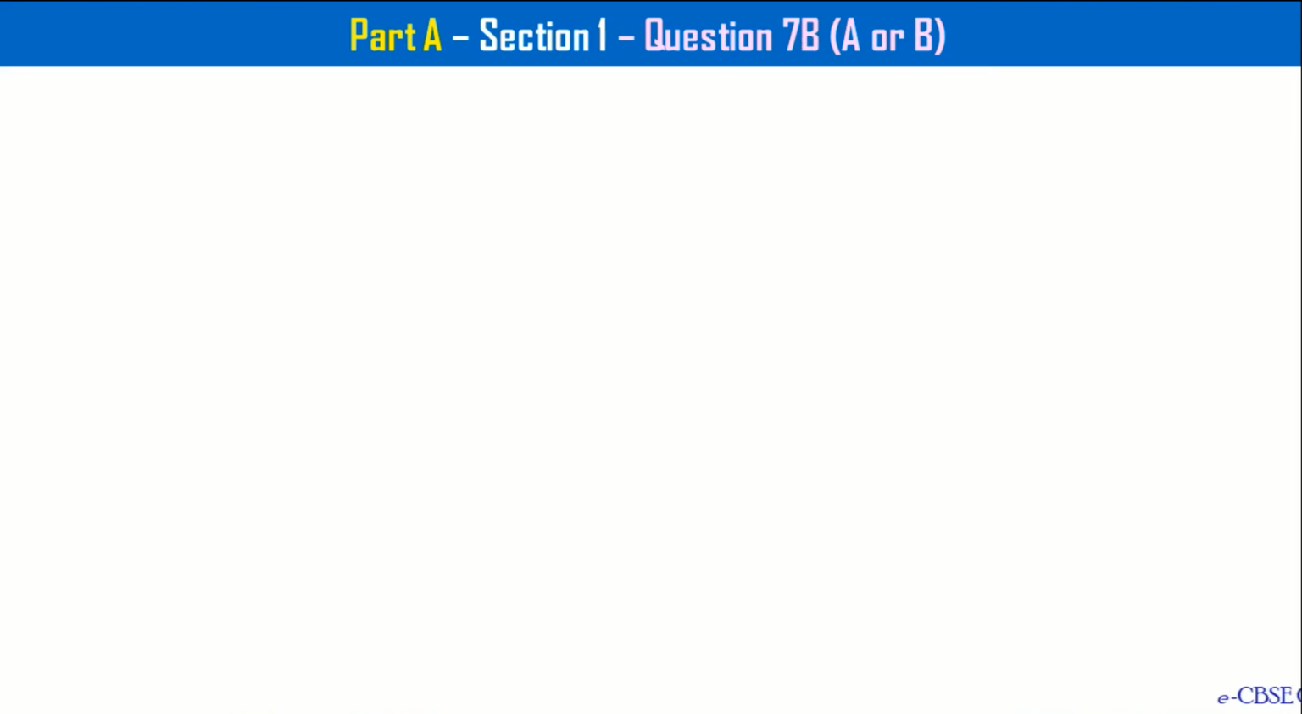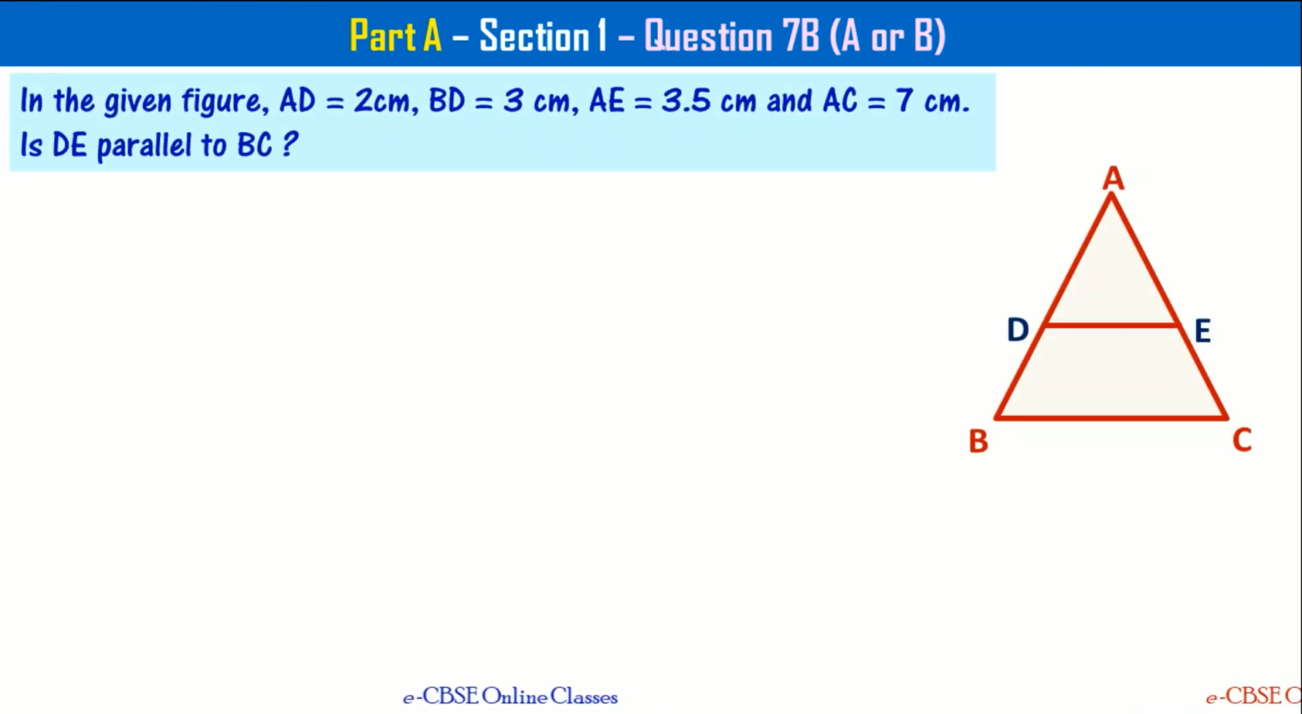Now let's look at choice B of question 7. In the given figure, AD equal to 2 centimeters, BD equal to 3 centimeters, AE equal to 3.5 centimeters, and AC equal to 7 centimeters. And we are asked to find whether line DE is parallel to line BC or not.